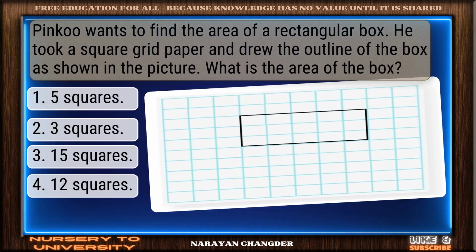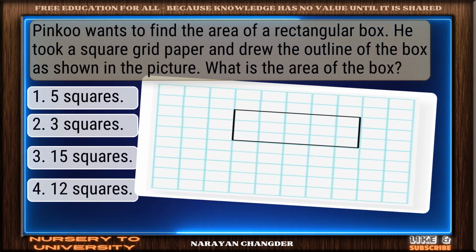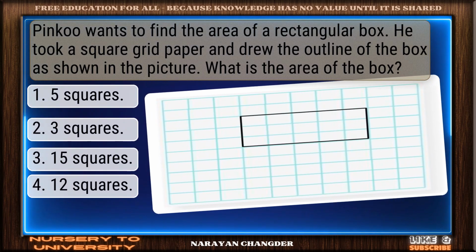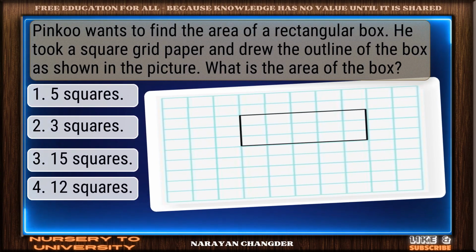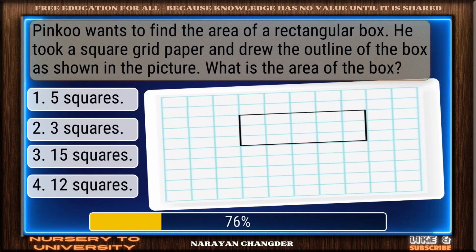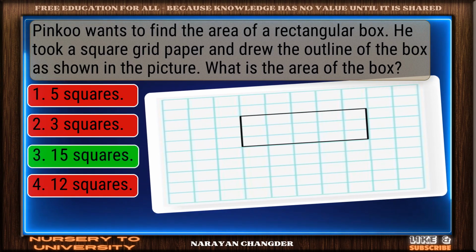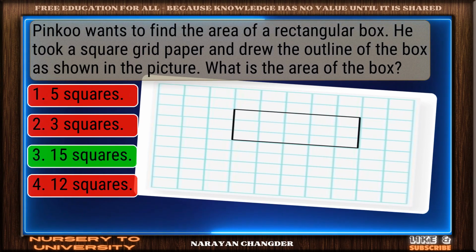Raghu wants to find the area of a rectangular box. He took a square grid paper and drew the outline of the box as shown in the picture. What is the area of the box? Sharp thinking. 15 squares is the right choice.